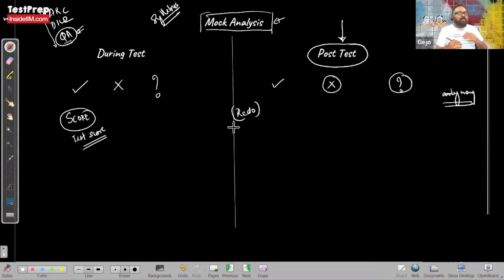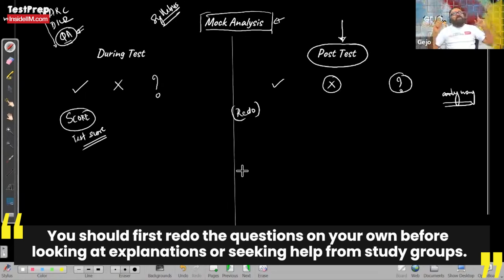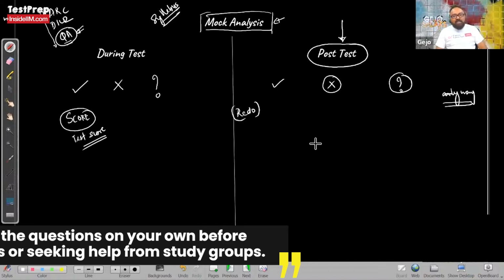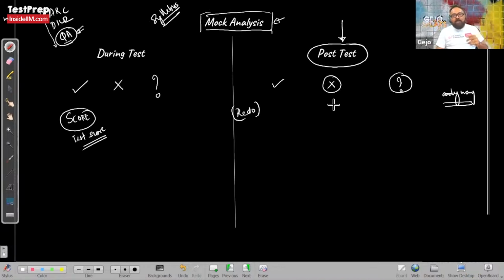I think this is something that many of us don't do. Right? When I say redo, I think that we jump into explanation. I'm sure that you guys are part of some Telegram groups or WhatsApp groups. The first thing that you want to do is to just post it on the group and ask people, please tell me how to solve this. No, that is the last thing that you do. Explanations, solutions are the last thing. I have to redo every single question.